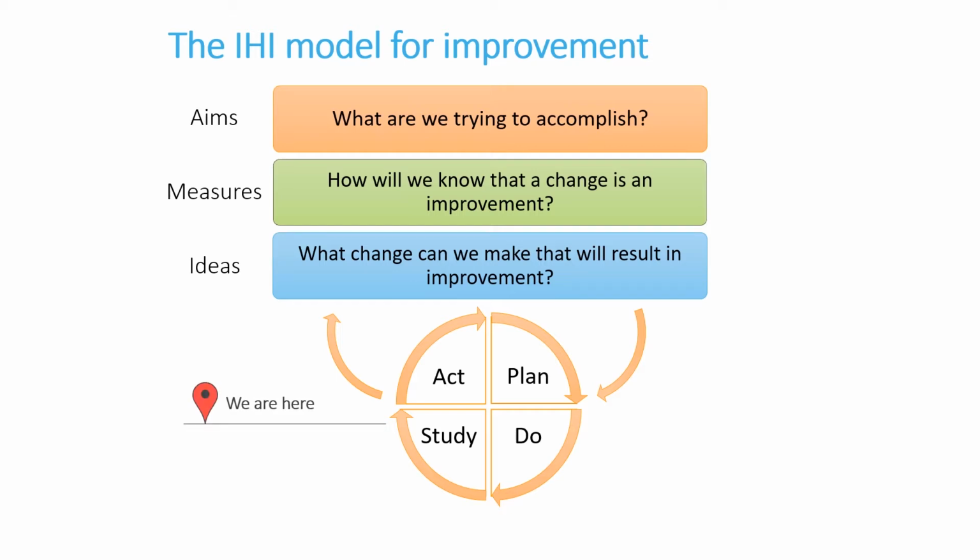The PDSA cycle provides a way to quickly test change on a small scale, observe what happens, tweak the changes as necessary, and then test again, perhaps with a larger or broader test group. The PDSA cycle allows for small, rapid tests of change rather than spending weeks or months planning a complex change only to find that it doesn't work when you put it into practice.